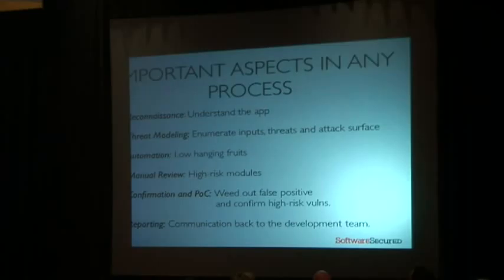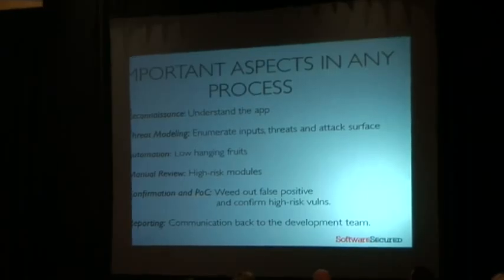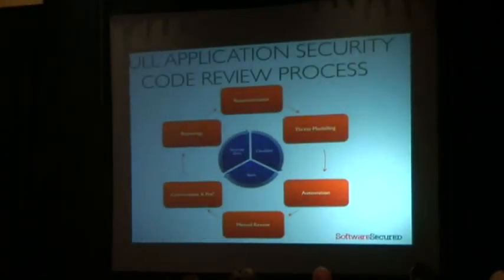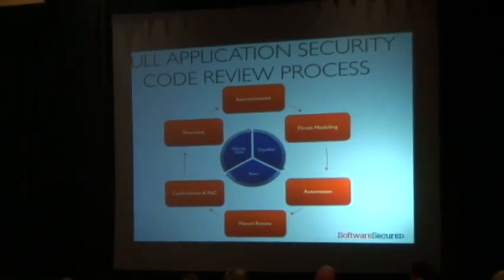And then finally, communicating those results back to the developers so that they can easily fix those vulnerabilities and go back to their regular deadlines. So this is what a full application security code review looks like. At the center of that lies security skills, tools mainly used in automation, and a bunch of checklists just to make sure that you covered all your grounds.